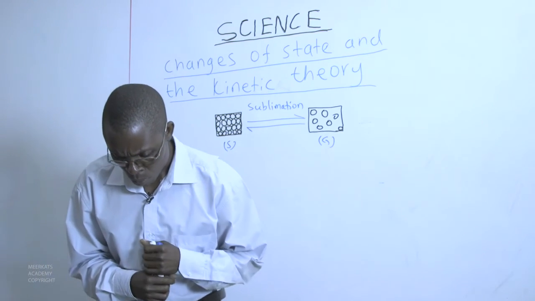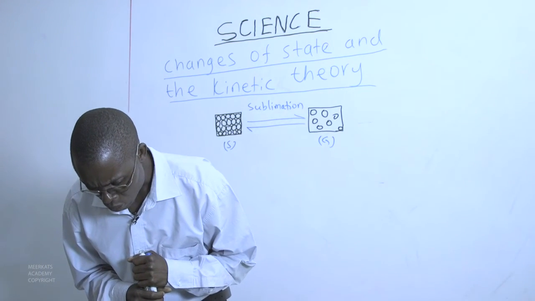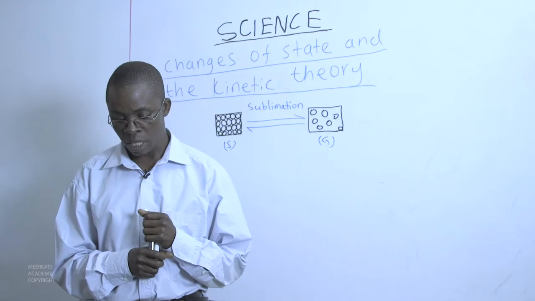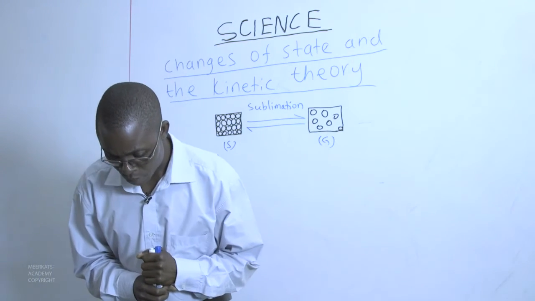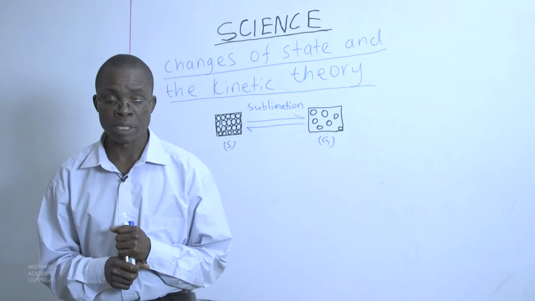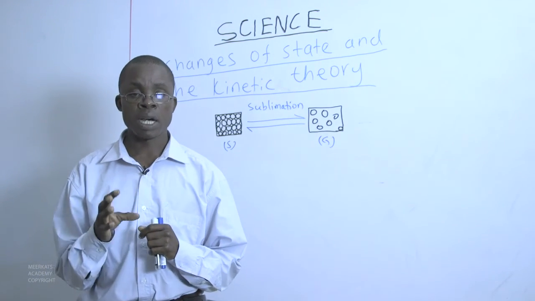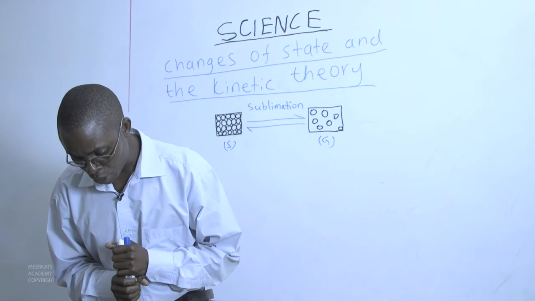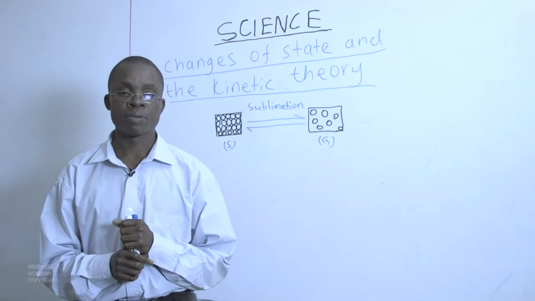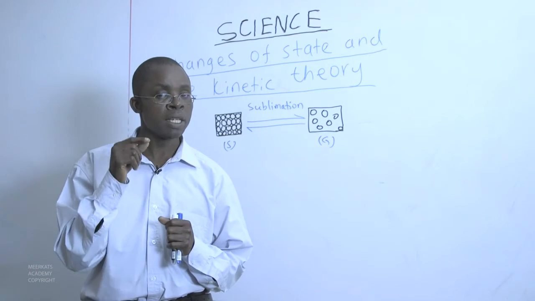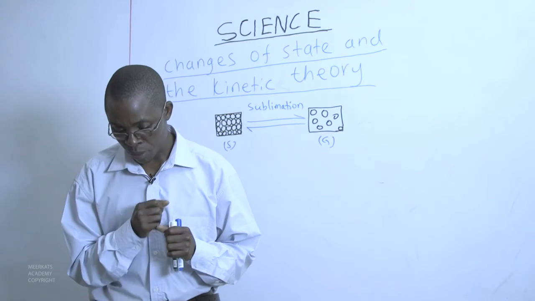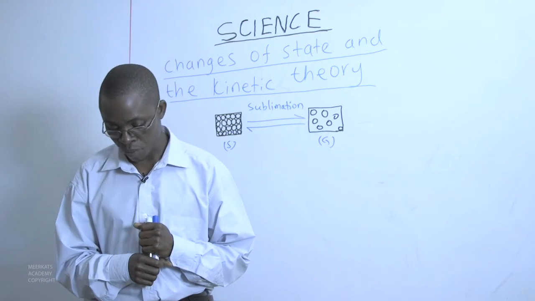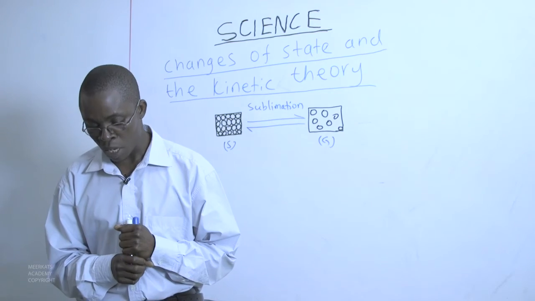Question one, why are gases easier to compress than liquids? The four responses are: one, they are less dense. I don't know if that's the correct answer. B, their particles are held together less tightly. Number three, their particles are further apart. And number four, their particles move randomly.